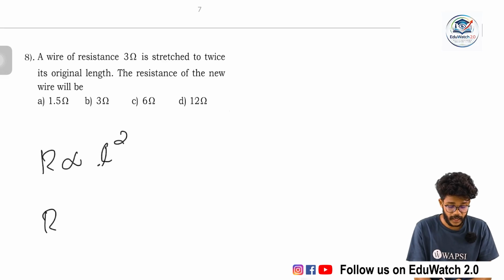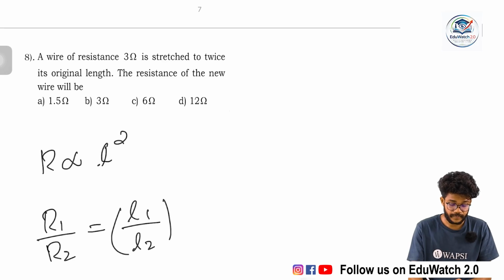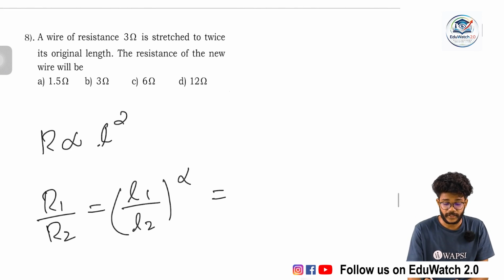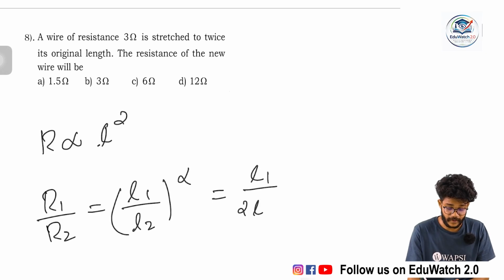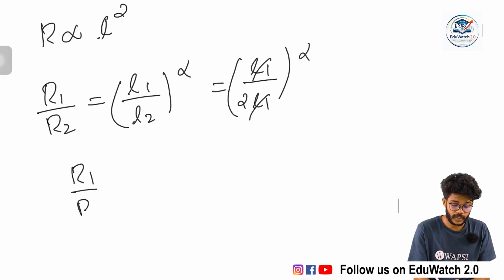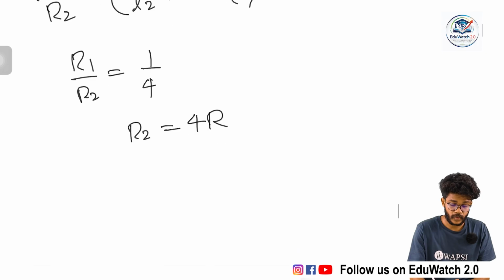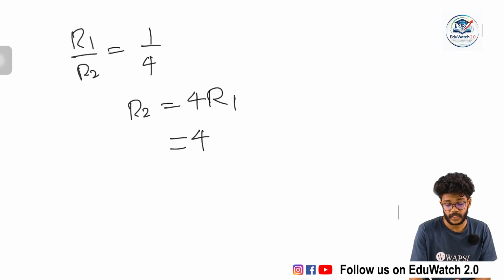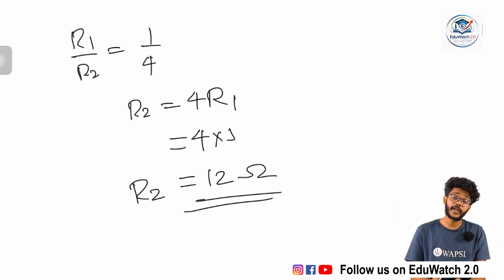So, R1 by R2 is equal to L1 by L2 the whole square. We do not know what L1 is, but L2 is 2 times L1. So L1 by 2 L1, the L1 gets cancelled and the square is 1 by 4. R1 by R2 is equal to 1 by 4. So, R2 is equal to 4 R1. R1 is nothing but 3 ohm, so 4 into 3 is equal to 12 ohm. So, R2 is equal to 12 ohm.